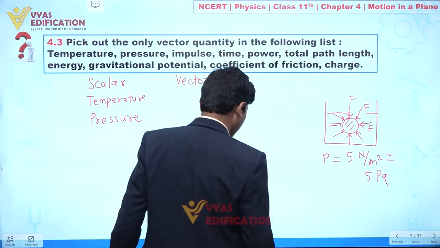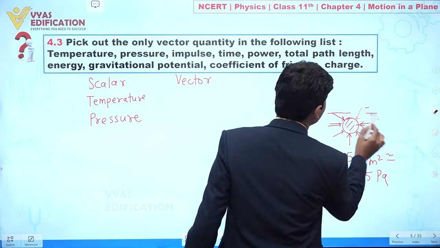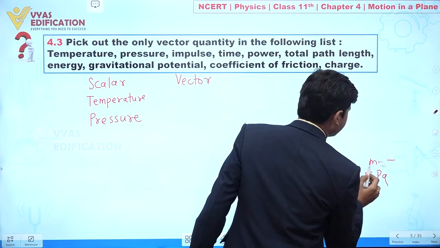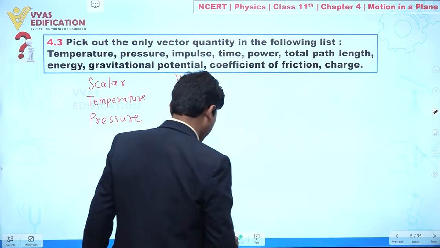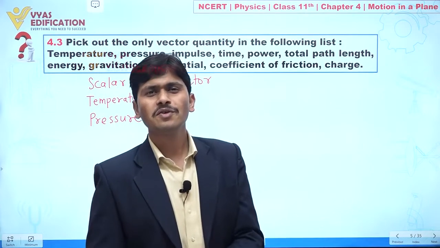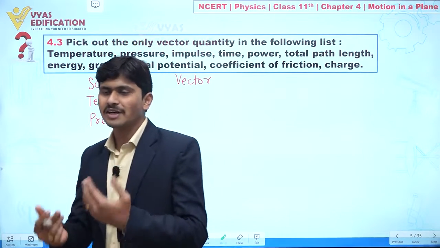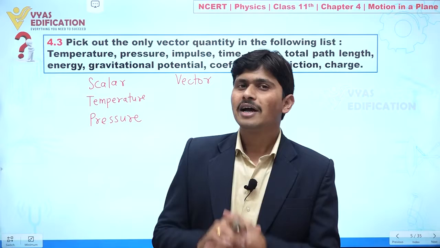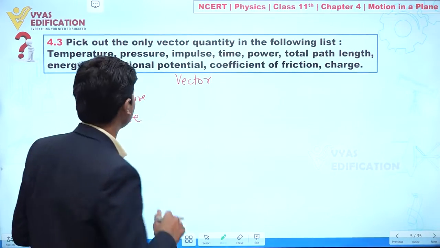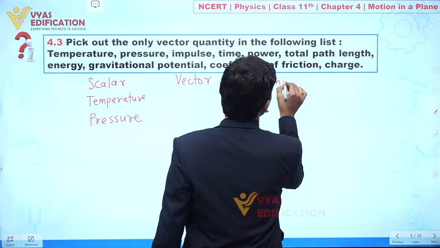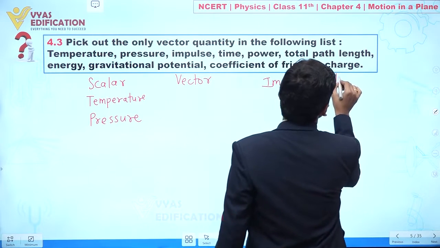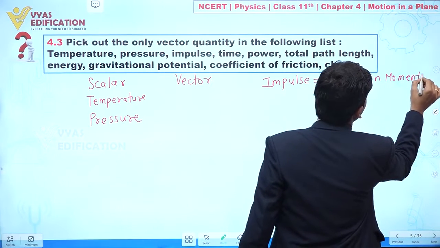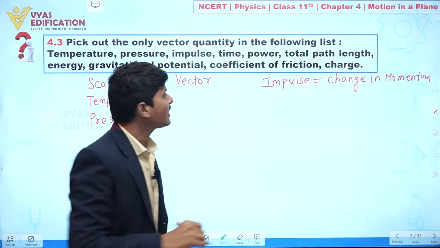Now dear student, do you know what is impulse? If you know the impulse-momentum theorem, you will definitely learn it in chapter number 5, laws of motion. The impulse-momentum theorem says impulse is equal to change in momentum. What I am saying to you, impulse is equal to change in momentum. Clear? So now we can write like this, impulse.